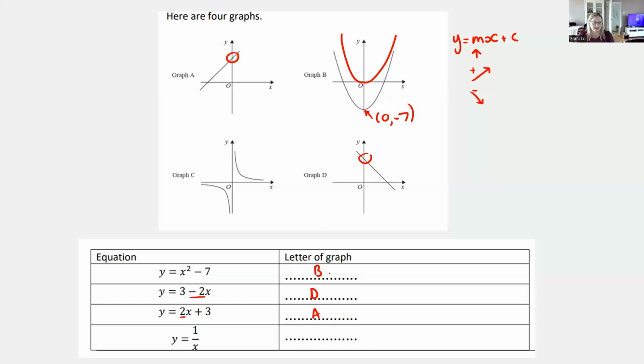Now we've got 1 left, and this is y equals 1 over x. Now this graph is quite special because it never actually reaches the axes, and it never crosses them, because 1 over 0 is undefined. So that's what you just need to know for that one, and that is C.